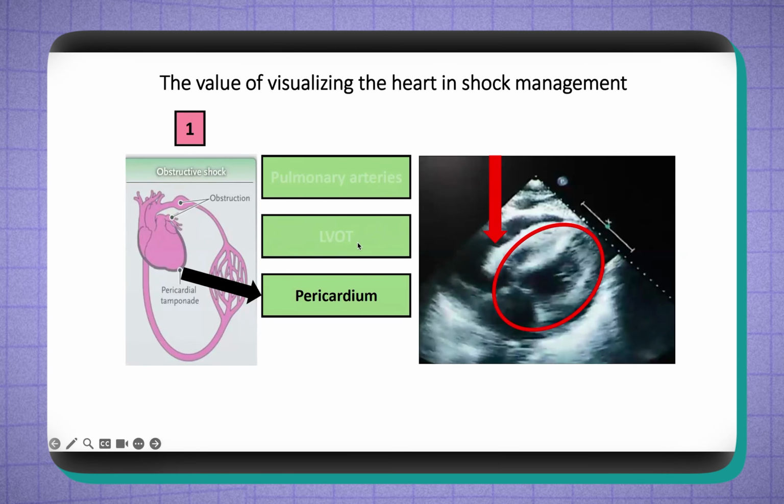LVOT obstruction, I will again focus on later, on how to diagnose it. If we look at the pericardium and find a sliver of fluid around the heart, that indicates there is an effusion.